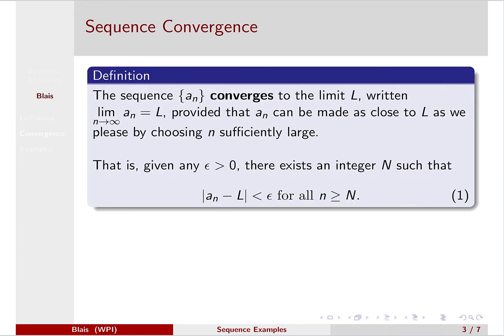In a previous lecture, we went over our definition of sequence convergence, and remember the idea is that the sequence an converges to the limit L, written this way, provided that we can get an as close as we want to the value L just by choosing n sufficiently large, by going far enough down the list.